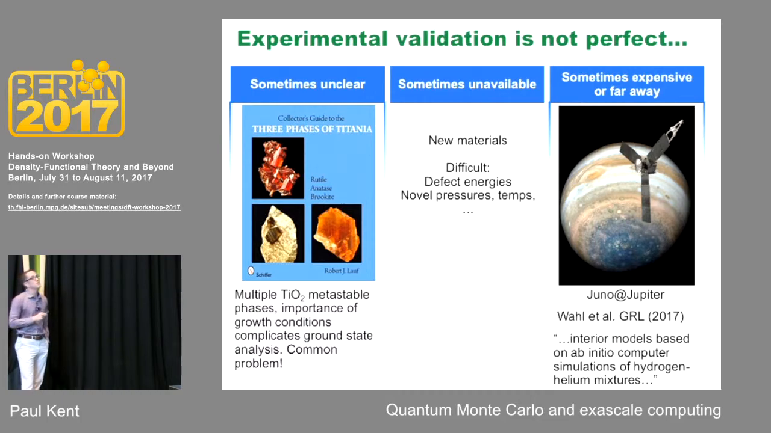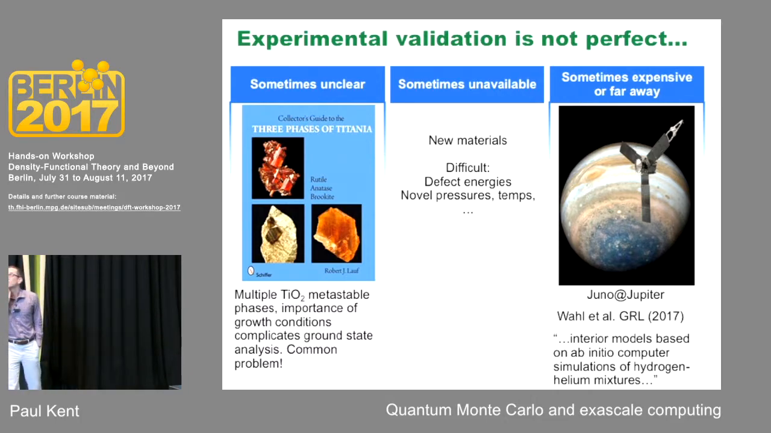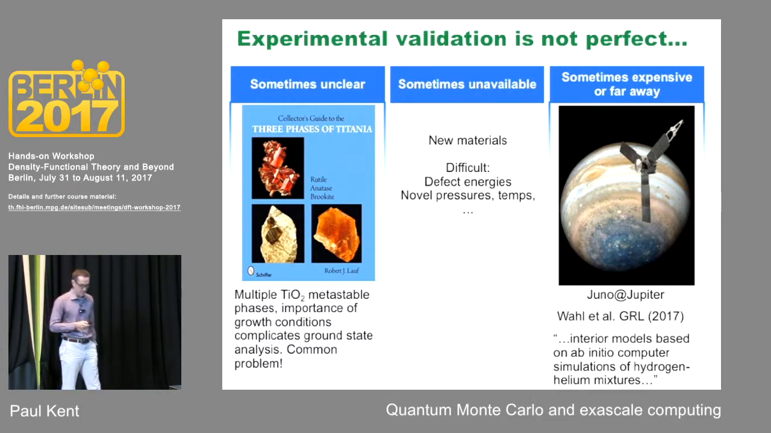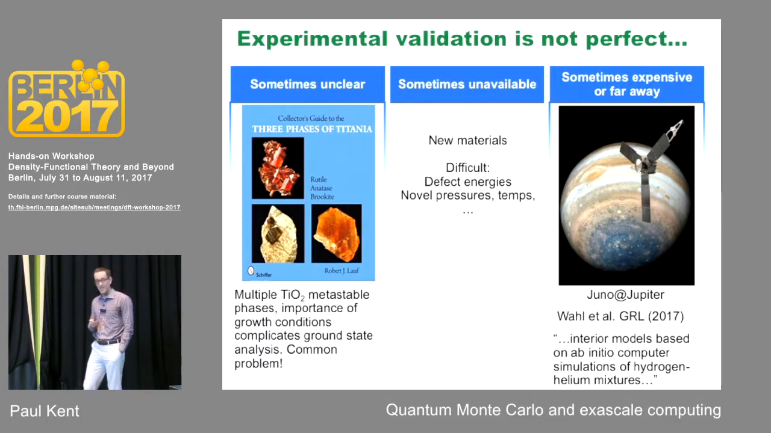So this is Juno, just going around Jupiter at the minute. So Jupiter is hydrogen, helium. And by looking at the drag on the satellite, they've been able to infer information essentially about the phase diagram and the composition. And so there are papers comparing the models of the planet against ab initio computer simulations. And those computer simulations are today density functional theory, and they don't exactly agree with the measurements, right? And clearly it's quite expensive to go off and do some more measurements, so we need to do a very good job on the theory side.